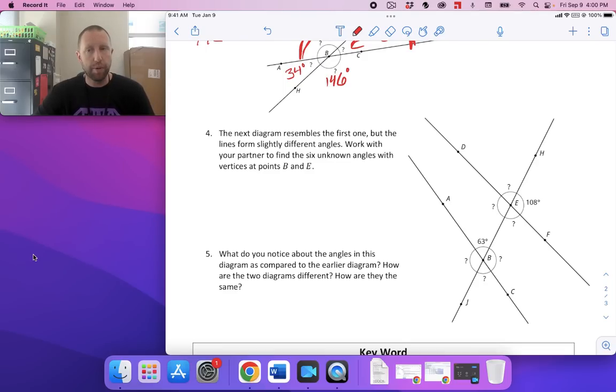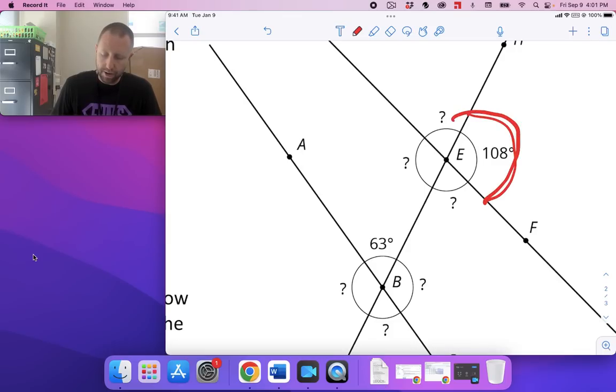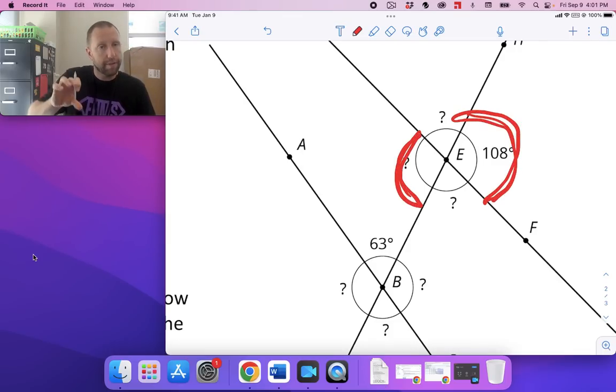All right, let's see what you came up with. I'm going to start up here at vertex E. On vertex E, they give us that this angle is 108 degrees, which means this angle, which is vertical to it, I would get that from a 180-degree rotation, is also 108 degrees.